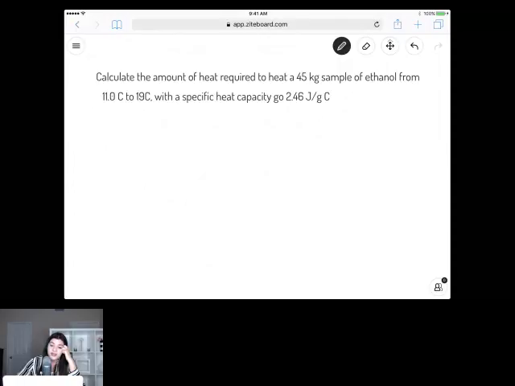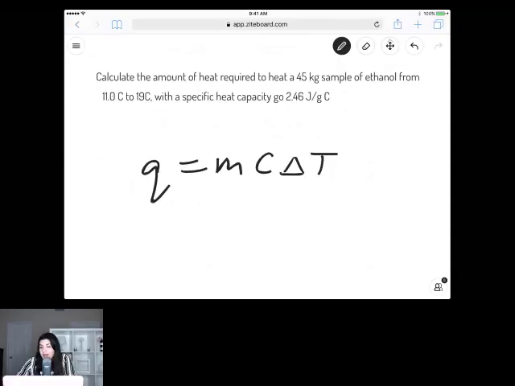But continuing on. Pretty sure this is what you're doing. It's called Q equals MCAT. Does that sound familiar? Okay. Arabella, is this what you're talking about with the heat absorbed?